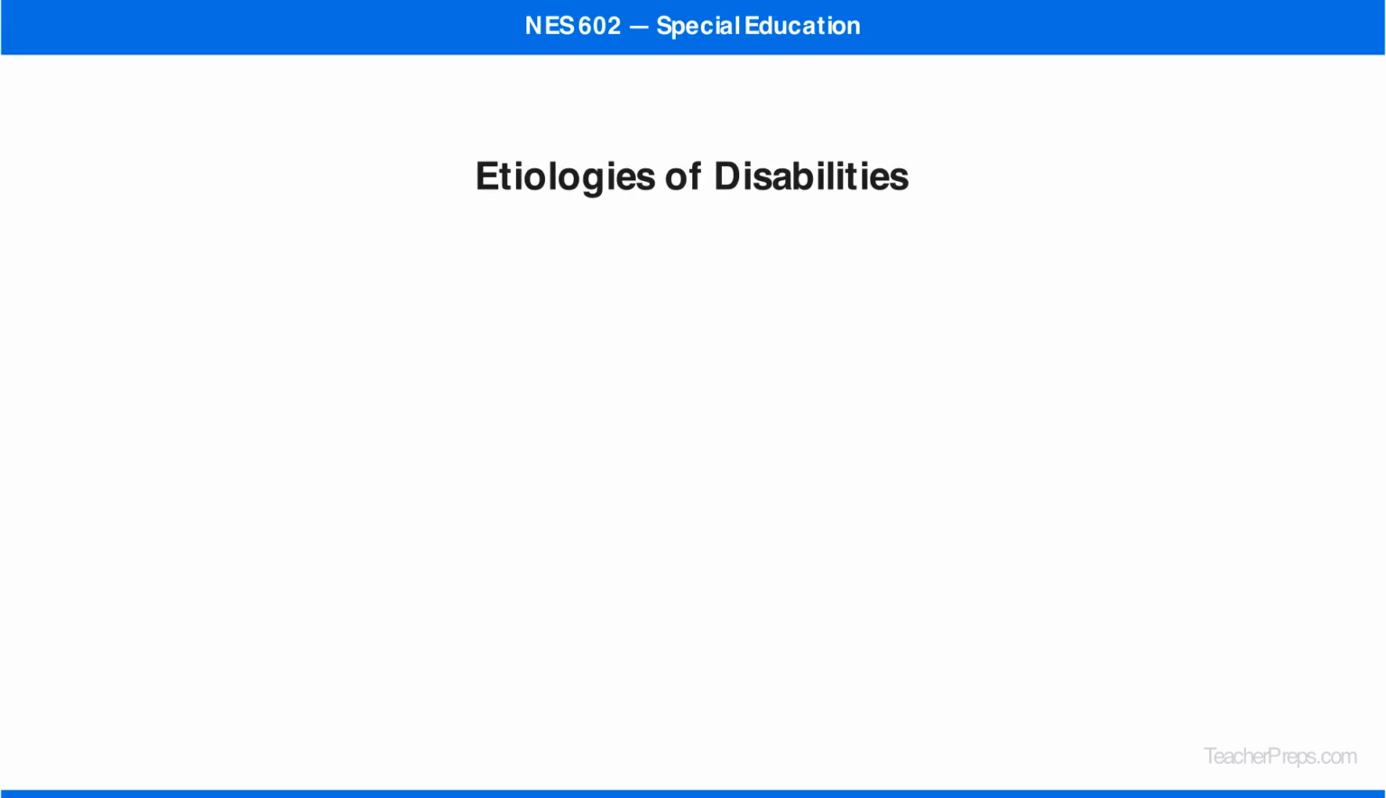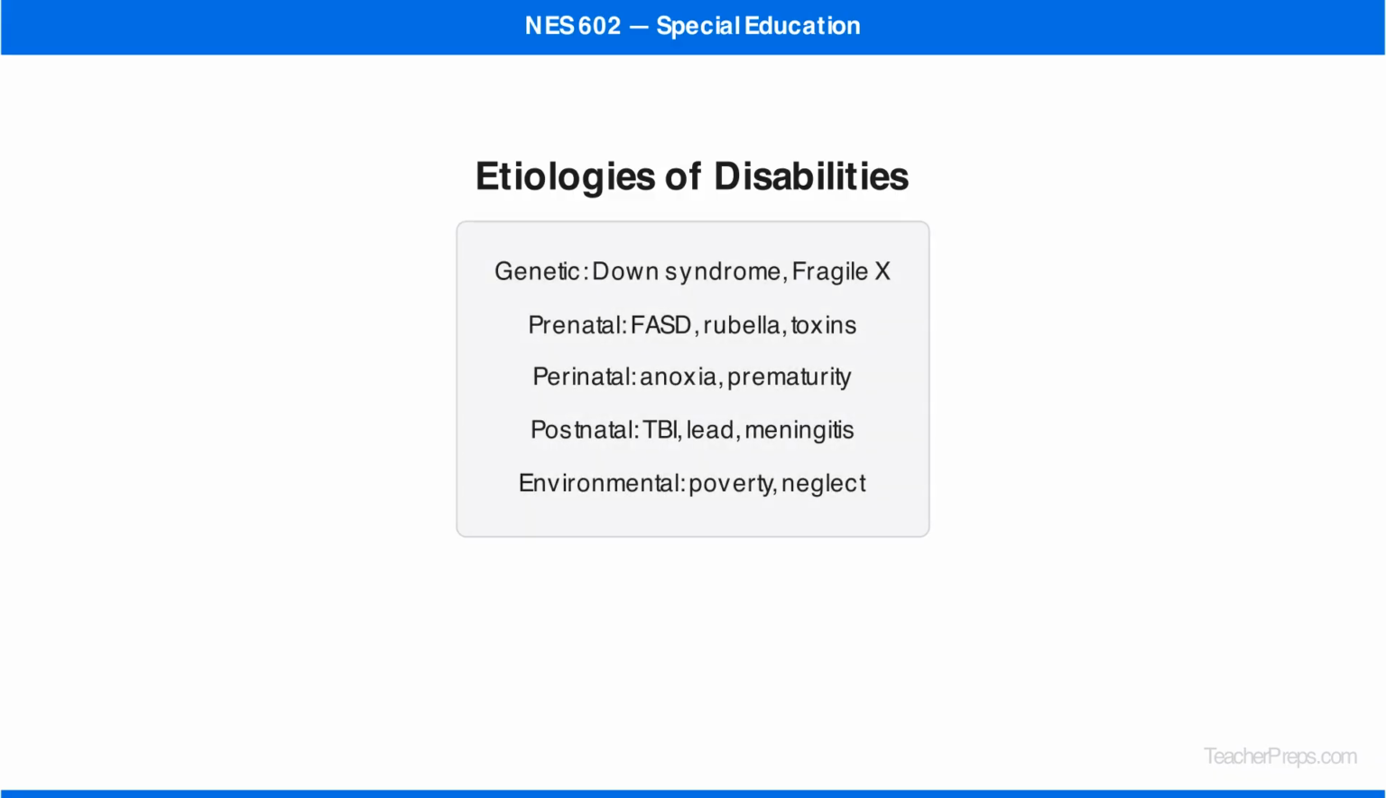Etiologies or causes of disabilities. Know the 4 timing categories. Genetic causes include chromosomal conditions like Down syndrome and inherited conditions like Fragile X. Prenatal causes happen during pregnancy: fetal alcohol spectrum disorder from maternal alcohol use, rubella exposure, and toxin exposure. Perinatal causes occur during birth: oxygen deprivation, premature birth, and low birth weight. Postnatal causes happen after birth: traumatic brain injury, lead poisoning, meningitis, and severe malnutrition.